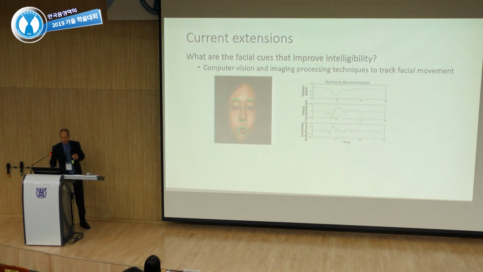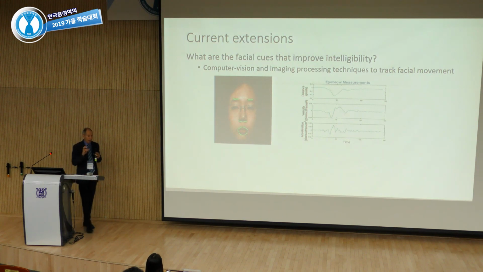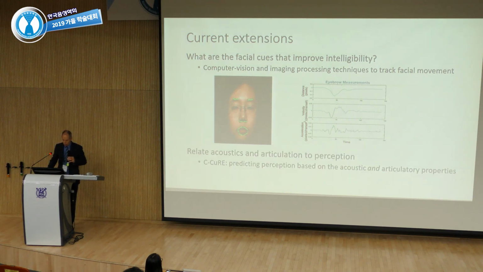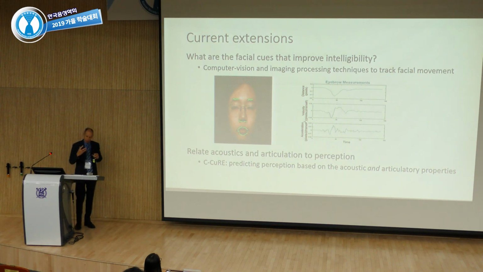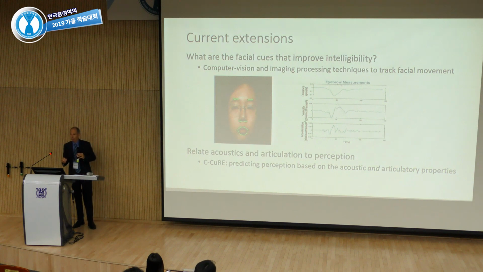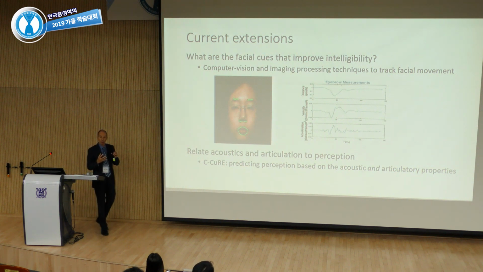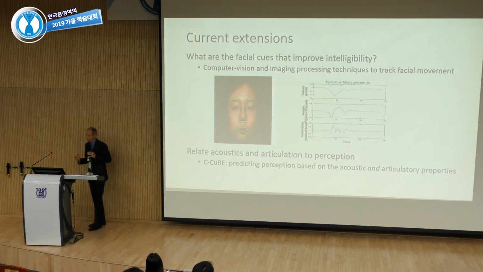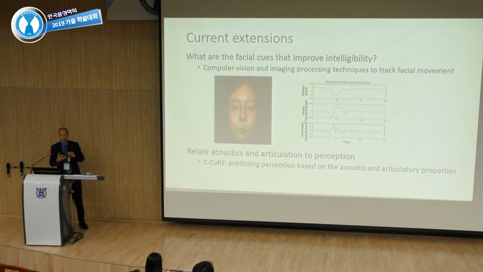So what we're doing is using computer vision and image processing techniques to track facial movement, to get a clear picture of what's going on, what people are doing differently in their clear productions than in their plain productions visually. And we're also trying to, how shall I say it, make our modeling efforts better. So if you think about our CQ approach, where we're trying to relate acoustics to perception, we now also have to include articulation in that, in this particular case, visual cues, to really come up with a representation in which we predict perception based on acoustic and articulatory properties.